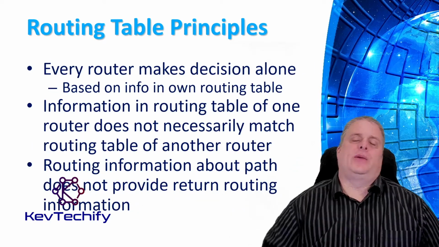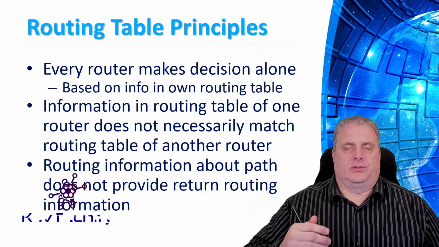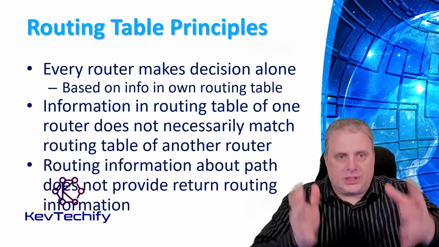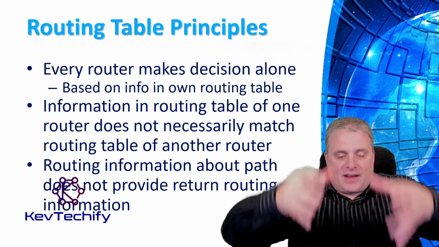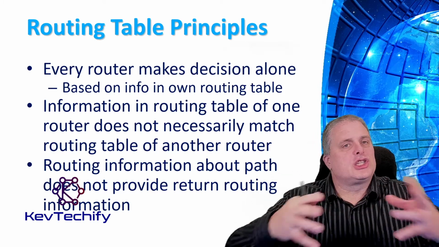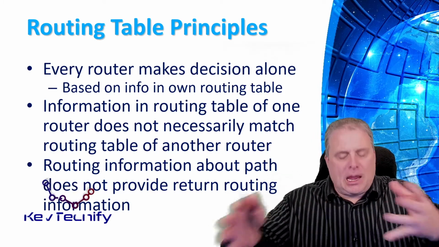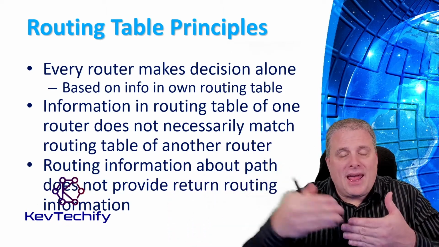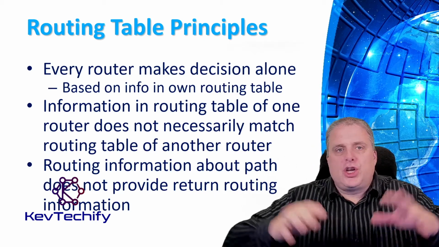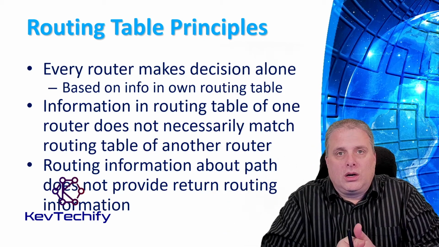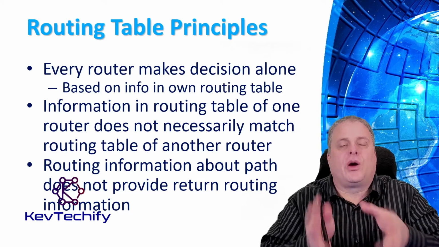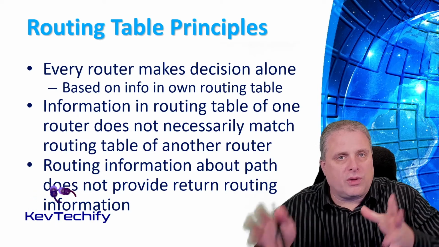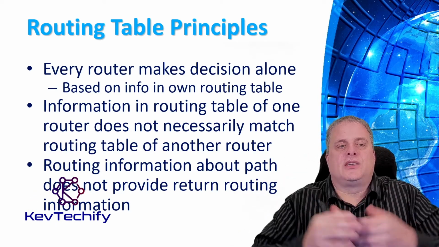There are three routing table principles that the router goes through. First one is every router makes decisions alone. It looks at its own routing table. It finds the best route and sends it out. It doesn't consult anybody. The consultation happens in building that routing table. Once that routing table is built and it gets a packet in, it makes its own decision. It doesn't talk to anybody else. The routing table is that conversation that happens between all the devices out there, all the routers. But once it gets that, it makes its own decision.